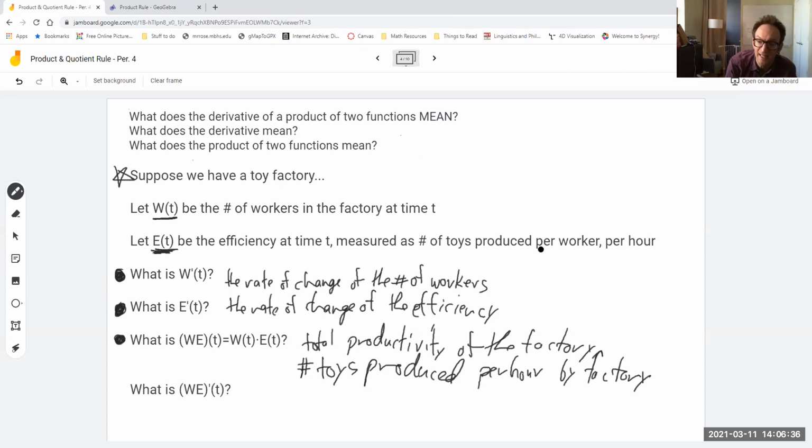Okay, so finally, we get to the last question. What is the derivative of the product of these two functions? What is that measuring?